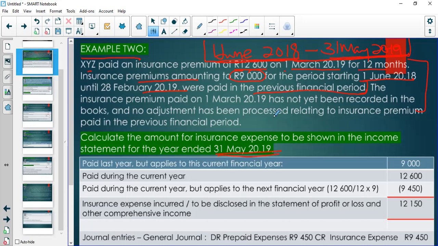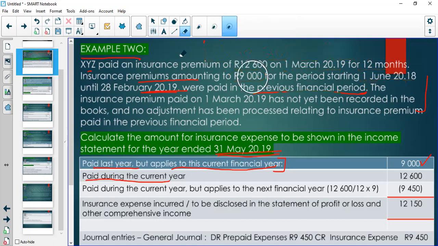We need that amount. So there's an amount of 9,000 paid last year, but applies to this current financial year because it was paid to cover the period starting 1 June to 28 February 2019. So it's an expense for this current year. We don't care when it was paid, we have to include it. But during this current year, we paid an amount of 12,600. Okay. So when we make the payment, we don't know for which period it covers. So we paid during this current year is 12,600.